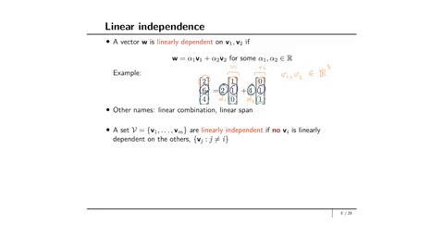Why linear? Because I'm multiplying by real numbers and adding them up. In other words, w is a linear combination of v1 and v2. Yet another way to say it: w belongs to the linear span of v1 and v2. All of these three things mean the same. Linear dependency, linear combination, linear span.